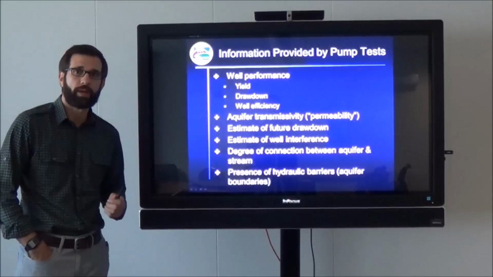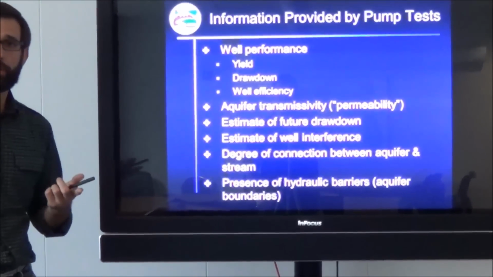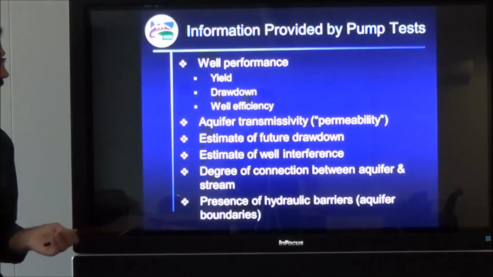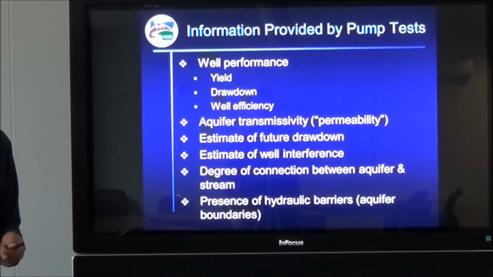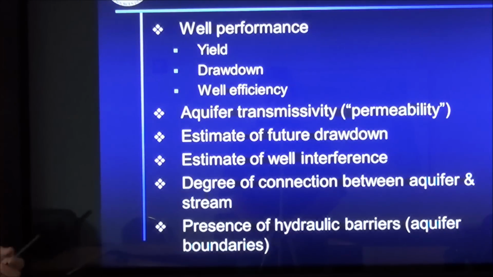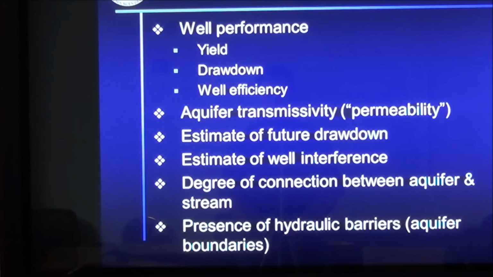So some of the information that's provided by pump tests is first well performance, the yield, drawdown, the efficiency of the well. Next is aquifer transmissivity, which is related to the permeability, how easily water moves through the aquifer. And some other things that you can get out of a pump test, you can extrapolate to estimate future drawdown, what you might expect at that same pumping rate over time. An estimate of well interference. You can look at drawdown at a distance from the current well that you're measuring. The degree of connection between aquifer and stream. And then the presence of any hydraulic barriers.